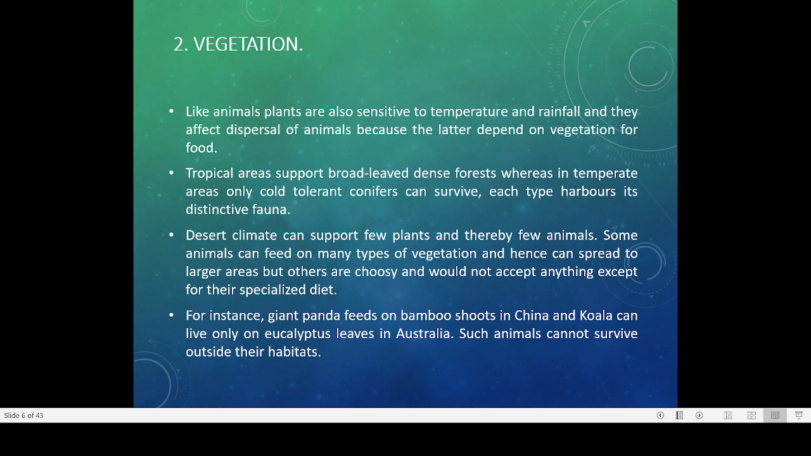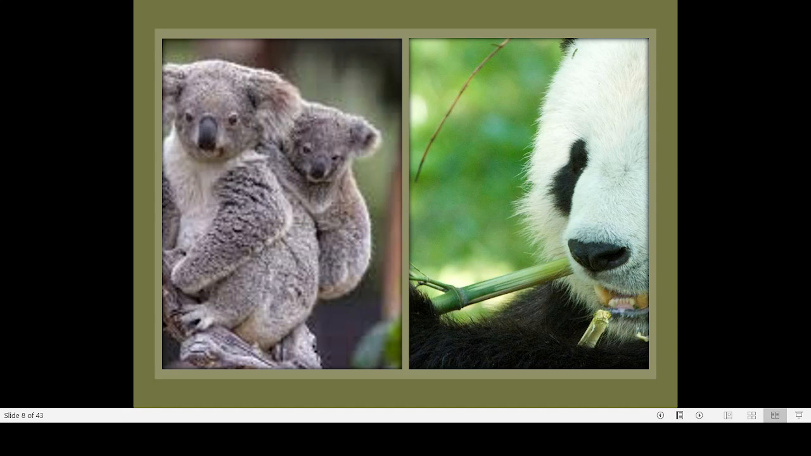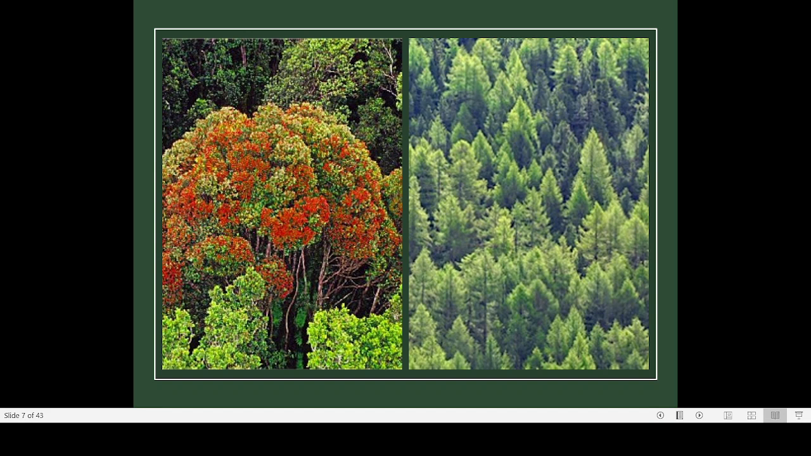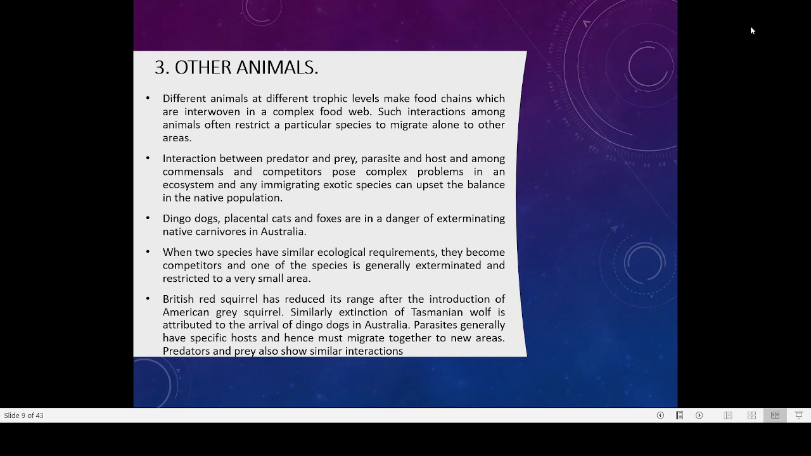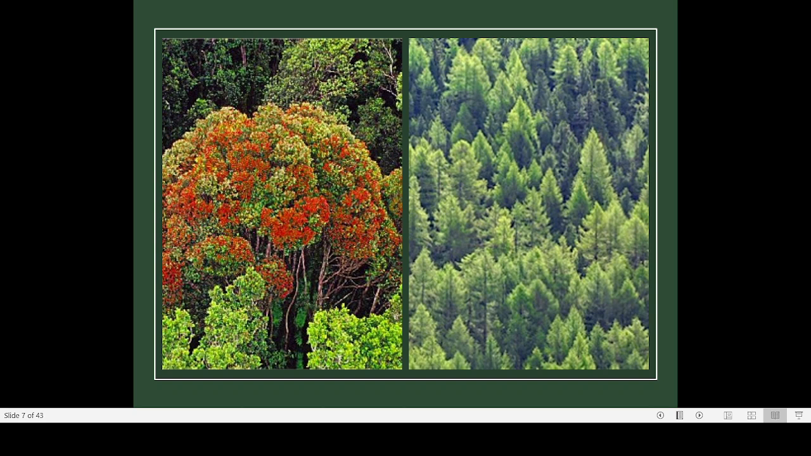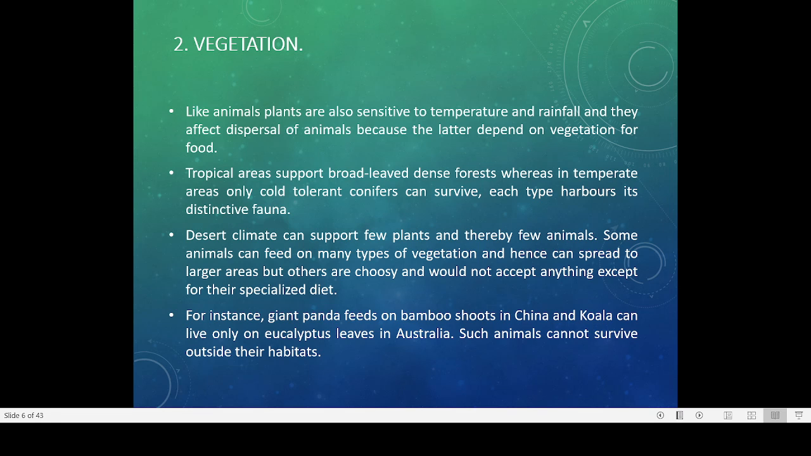So there are two distinct differences in vegetation. In some areas, we are finding mainly broad-leaved plants. In areas where there is low temperature, like Europe or in temperate areas of the world, we are mainly finding the second type. This is the type of forest that we are finding in countries like Europe. So that is the peculiarity of the different types of forest.